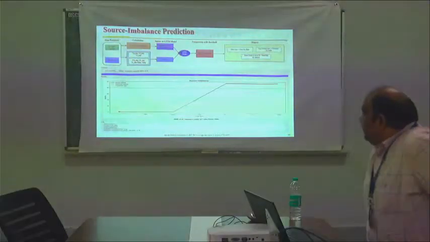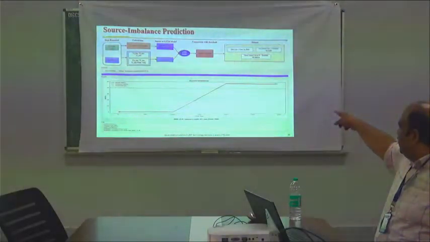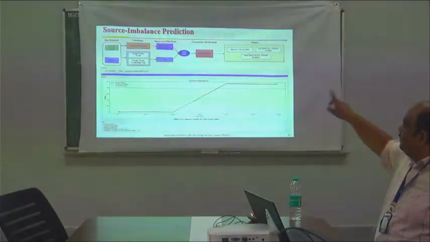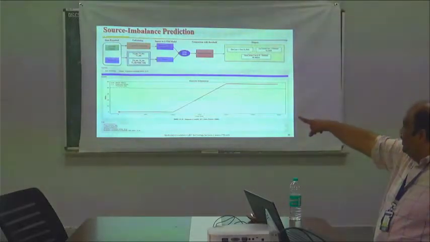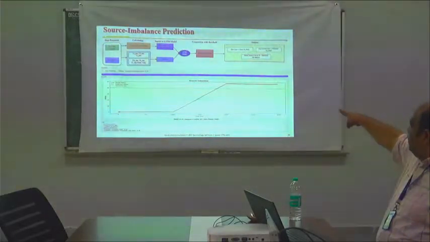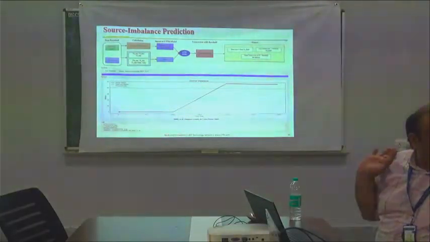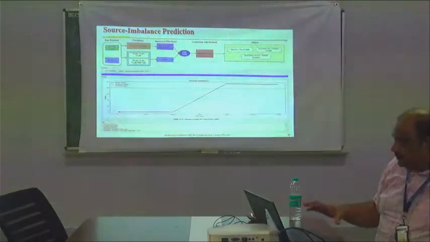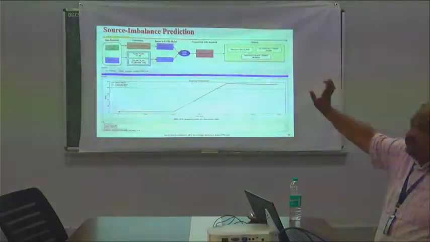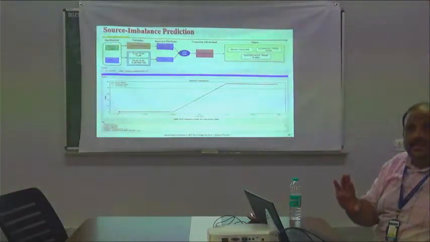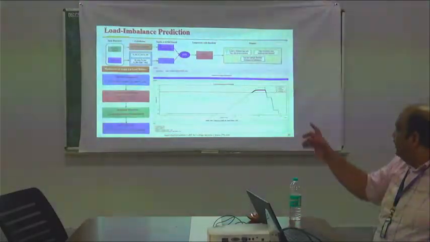So we started with the balanced VDC, and it almost has a threshold, and the source impedance was detected. The green dashed line is the analysis one. So there is a source imbalance. Finally, this prediction has settled over there, and it said there is a source imbalance. Again, everything is with respect to mathematical equations. So unless you know the mathematics, it can't be predicted. And in a similar way, load imbalance.